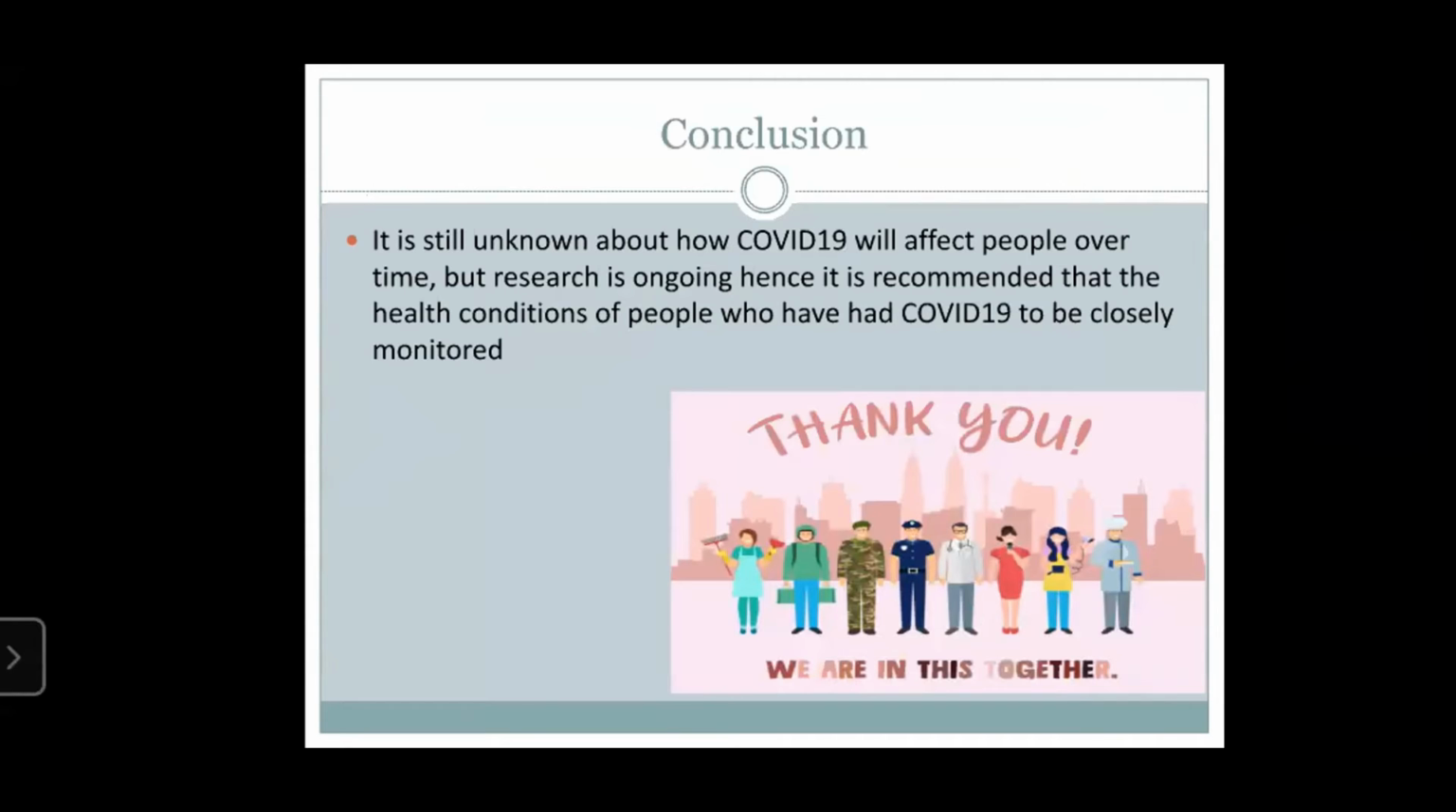I think that's all from me. In conclusion, it is still unknown how COVID-19 will affect people over time, but research is ongoing. Hence, it is recommended that the health condition of people who have had COVID-19 be closely monitored. That's all from me. Thank you. Any questions?